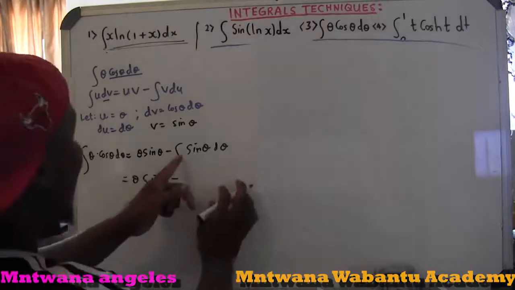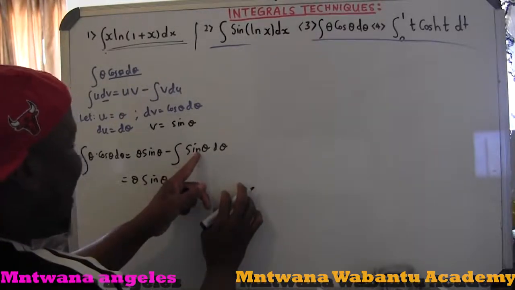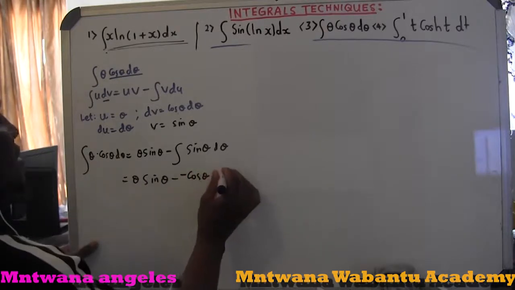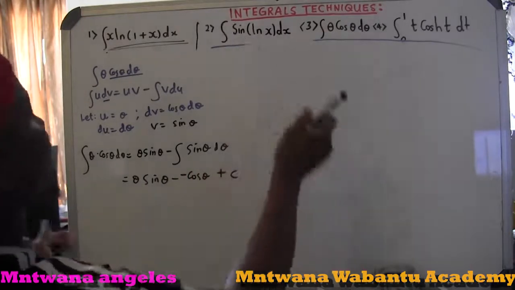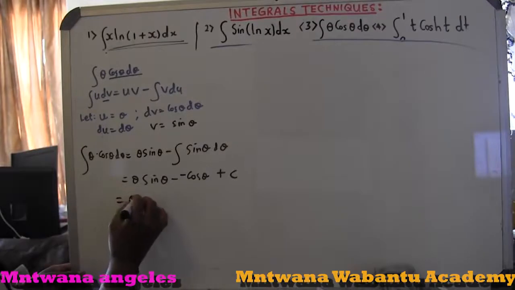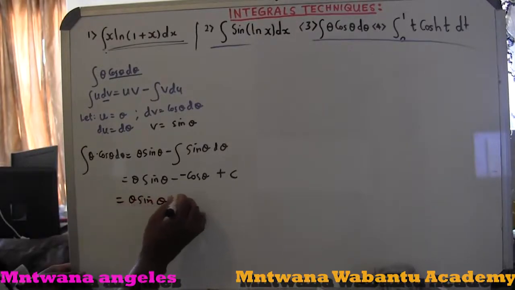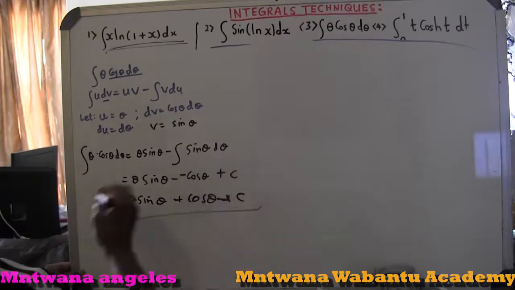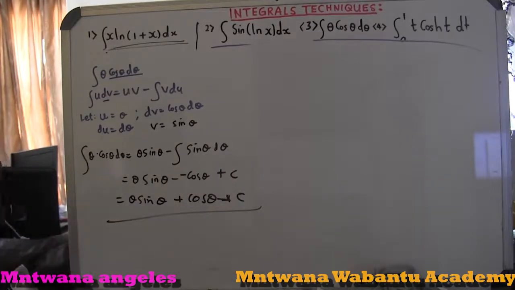Okay, when you integrate sine of theta, you get negative cos theta. Since there's no limit here, you add a constant. So theta sine theta plus cos theta plus c. So it's done, man. That's how you do this equation. It's done. You know what I'm saying?